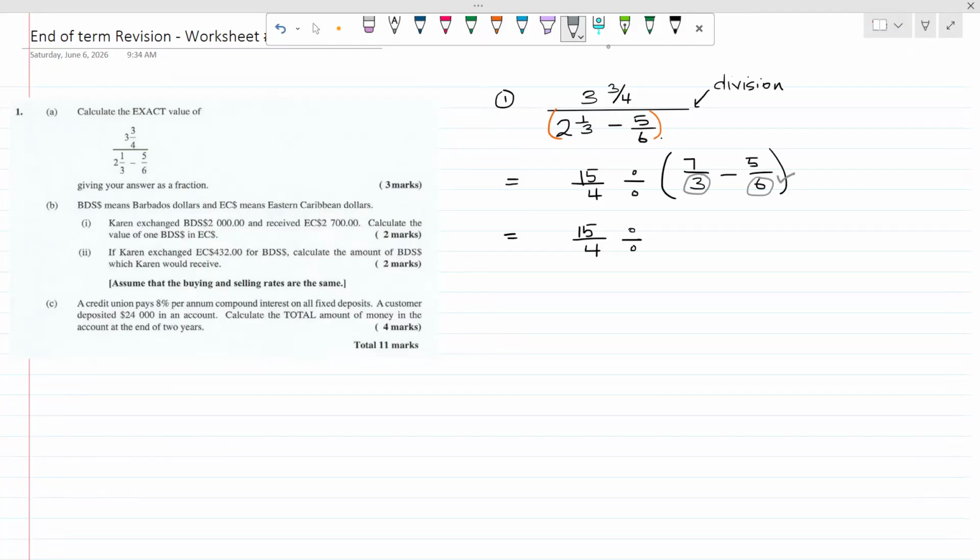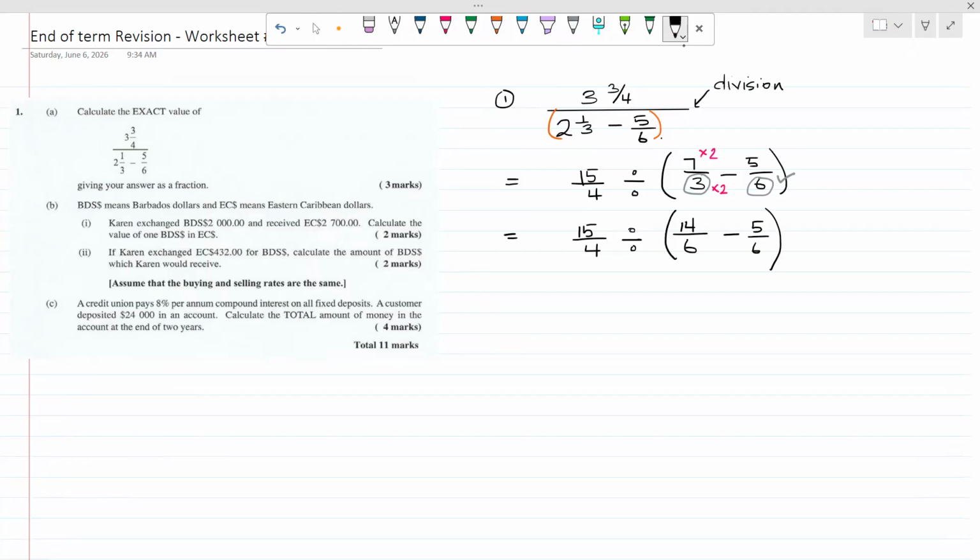How could I make this a 6? I need to multiply it by what? 3 by what will give me a 6? Anybody? 3 by 2, correct. So 3 by 2 will give me 6. But if I'm multiplying underneath here by 2, it means that I also have to multiply on top by 2 as well. So what that would result in getting is 14 over 6. And we can put back our minus 5 over 6 here, and we can put back our brackets.